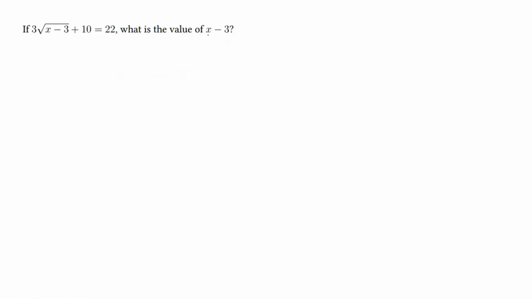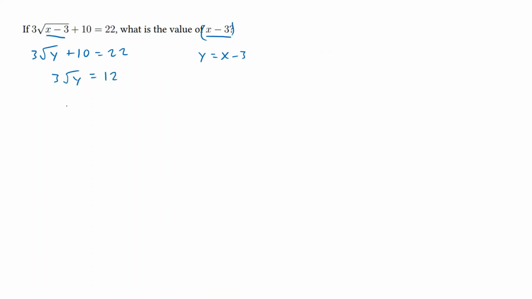Since we want to solve for the expression x minus 3, let's just relabel it and call y x minus 3. Thus, we're simply solving an equation for y. Rewriting the equation yields 3 times the square root of y, because y is x minus 3, plus 10 is equal to 22. Subtracting 10 from both sides, 22 minus 10 is 12.